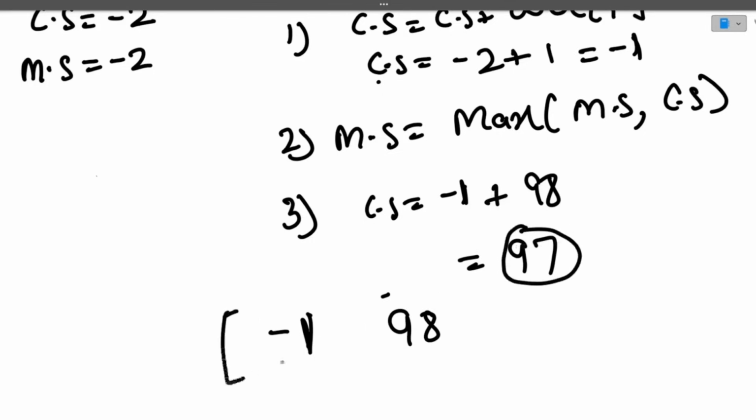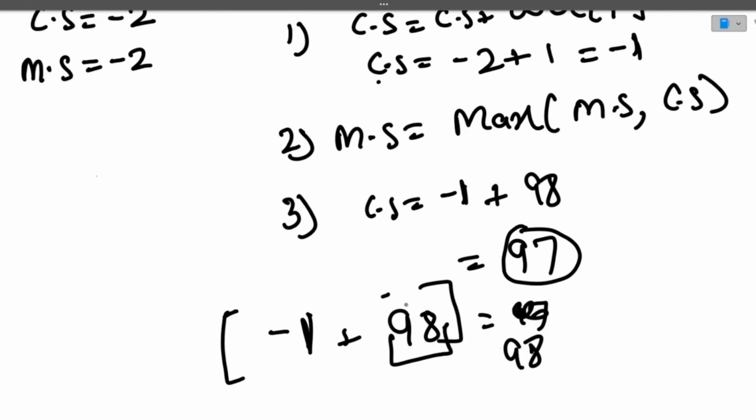So if there was an array of two size, I'm just giving you the example, the current value was minus 1 and the next value is 98. So what will be the maximum subarray according to you? It will not be minus 1 plus 98 equal to 97. It will be 98 only, because a single element is also a subarray. So the answer for this particular array will be 98.